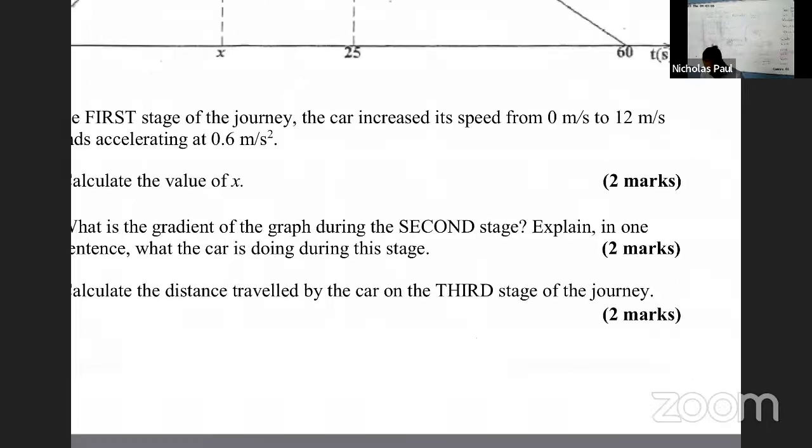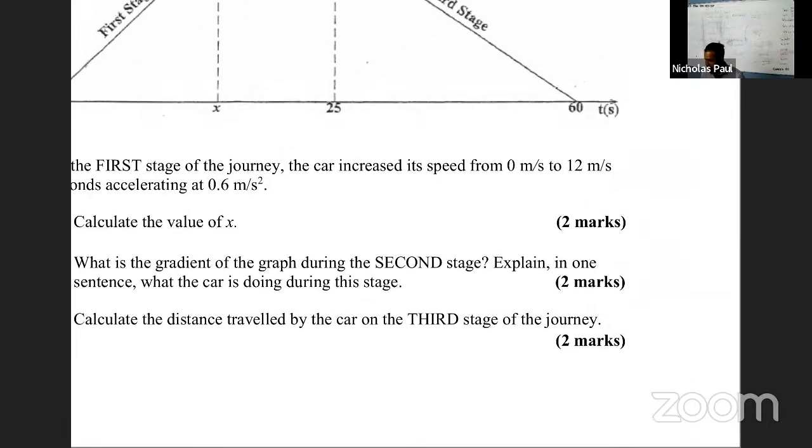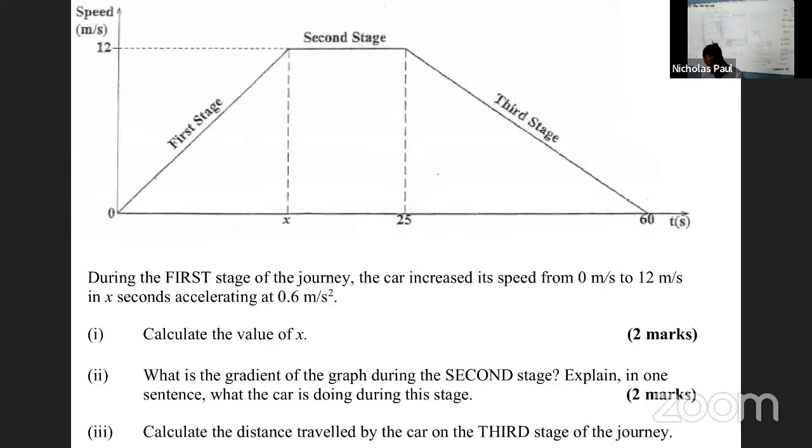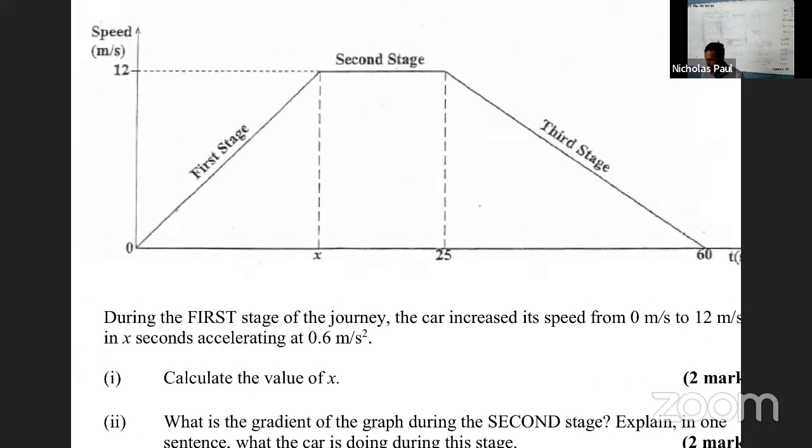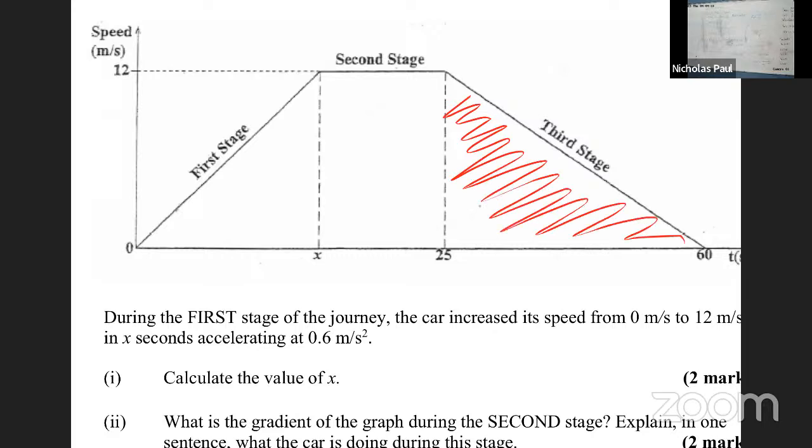Last one is calculate the distance traveled in the third stage. How are we doing that? Right? So if you look back at how to find distance on a speed time graph, you're basically finding the area here. Find the area there, please. So the distance is the area, right? Try that, please.